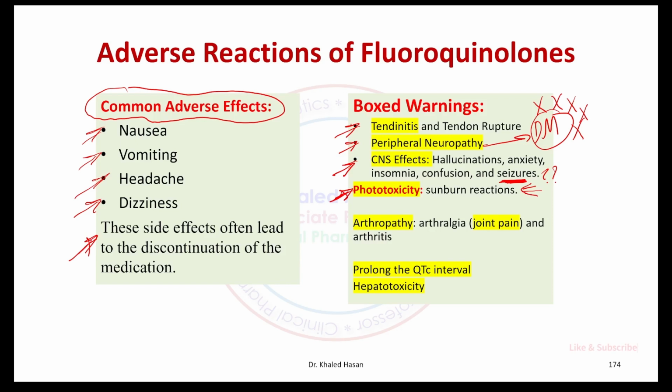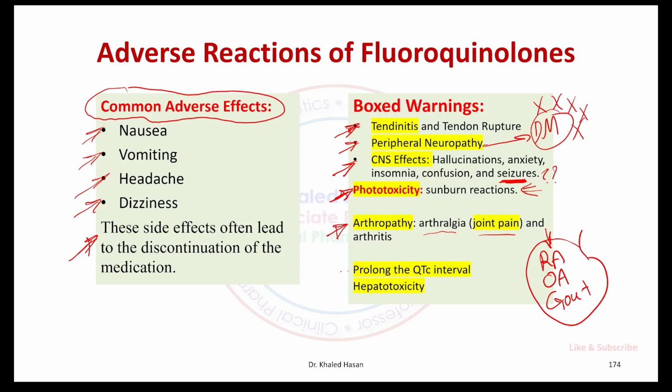Again, regarding the tendonitis and tendon rupture, this medication may cause arthralgia, joint pain, and arthropathy. So this is very important. For example, if you have patients who suffer from rheumatoid arthritis, osteoarthritis, or gout, we recommend the patient not take this group of medications, because this medication causes arthralgia and arthropathy, and we don't recommend using it.